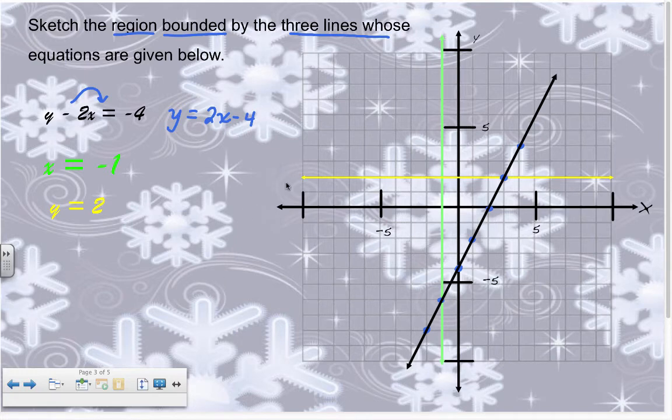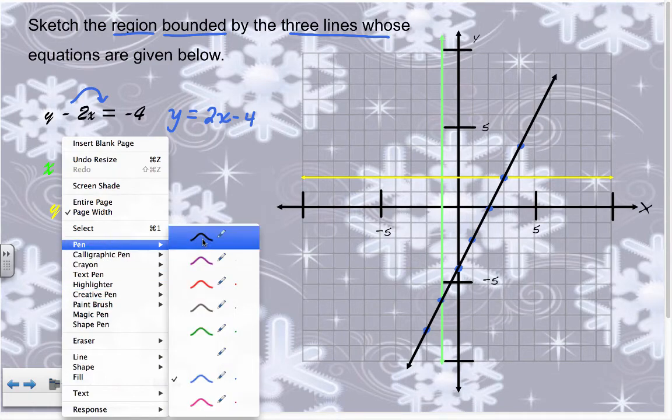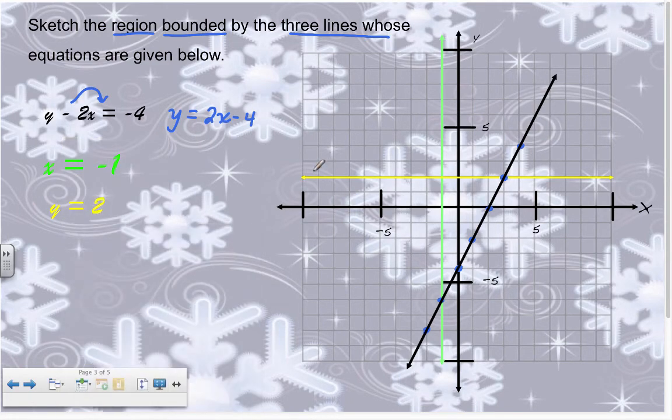All right, so those are my 3 lines, and as always, what you need to do is label your lines. So this is the line y equals 2. This is the line x equals -1, where all the x values are always -1. And this is my y minus 2x equals -4. So we've got all our 3 lines graphed.